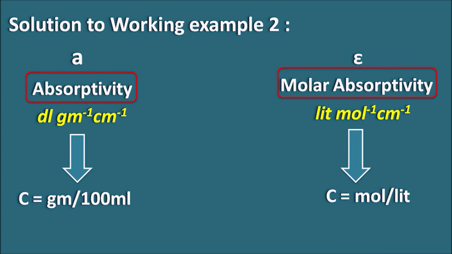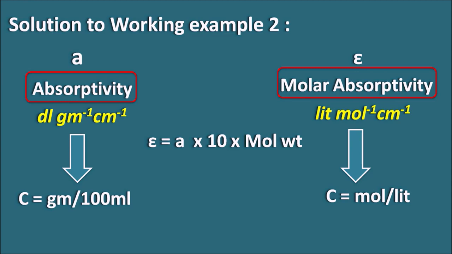Now what is the relation between the absorptivity and molar absorptivity? Epsilon can be written as epsilon is equal to a into 10 into molecular weight, where a is the absorptivity. So this equation is valid when the concentration is measured in grams per 100 ml. But when the concentration is measured in grams per liter, then the term 10 is not used, and epsilon is simply a into molecular weight.